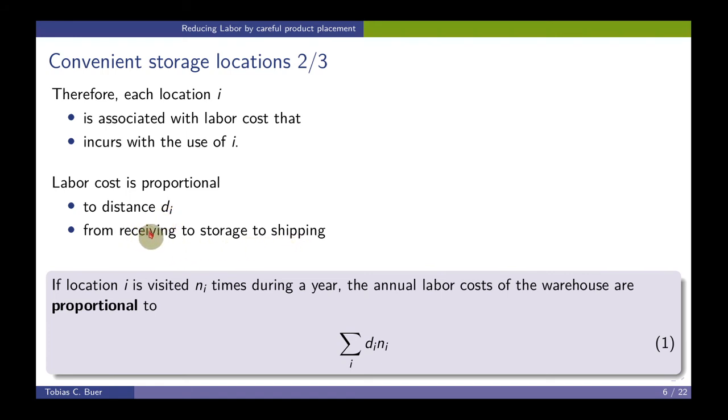That is indirectly given from the receiving doors to the storage to the shipping doors. And it is also affected by the number of times we use this location. And the number of times we use this location depends on how popular the products are that are stored there. How high is the turnover rate of these products? And if a location i is visited N_i times during a year, the annual labor cost of the whole warehouse is proportional to this term. We sum up over all storage locations i, and we sum up the travel distance associated with this storage location times the number of visits in one year to this storage location.